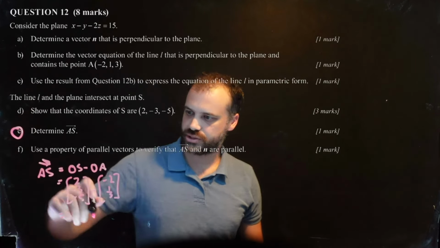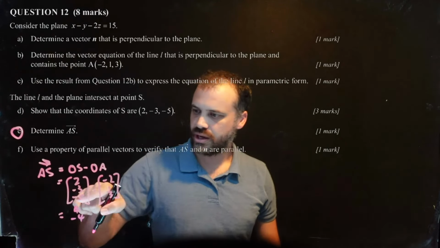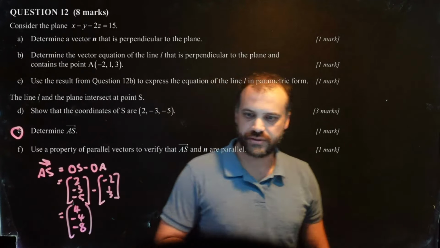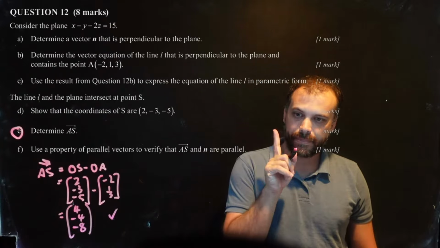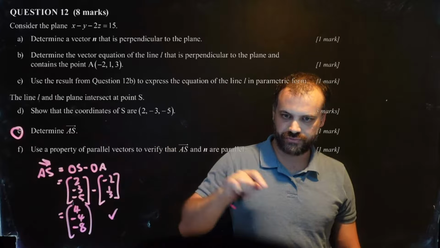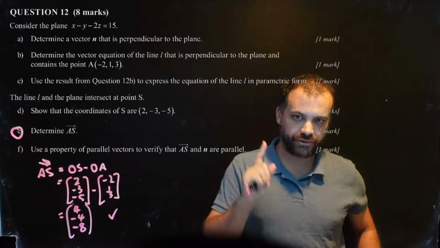2 minus -2 is 4. -3 minus 1 is -4. And -5 minus 3 is -8. Alright, that's part E done. And then part F. Use a property of parallel vectors to verify that AS and n are parallel.